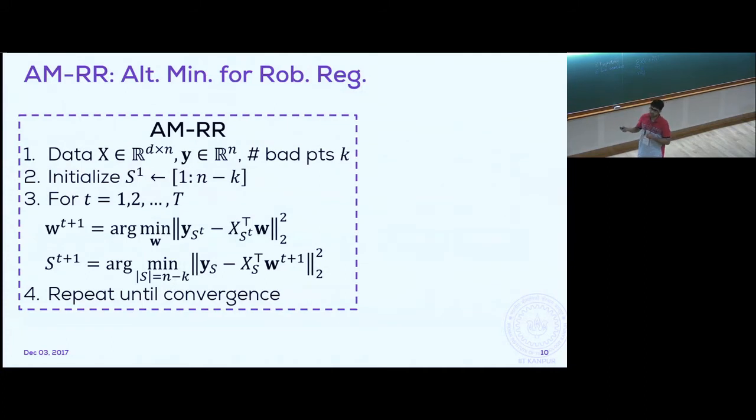And at every time step, what I do is the following. I solve a simple least squares problem on the active set, which gives me a model. After that, once I have this model, I try to find out which are the points that appear least corrupted according to this model. So I try to find the points which have the least residual with respect to this model, and I use it to construct the next active set. That's it. That's the algorithm.